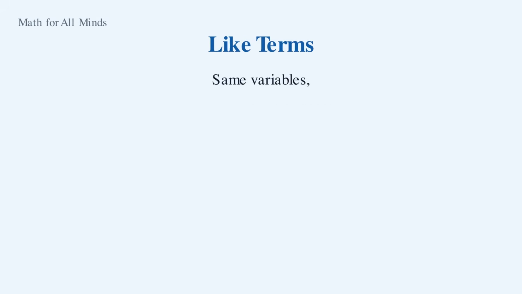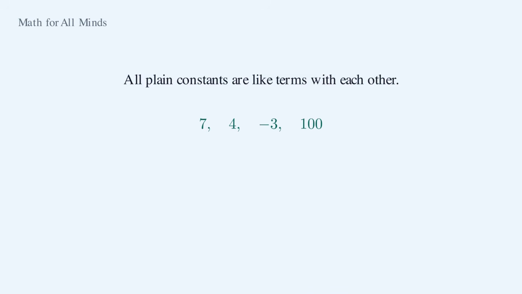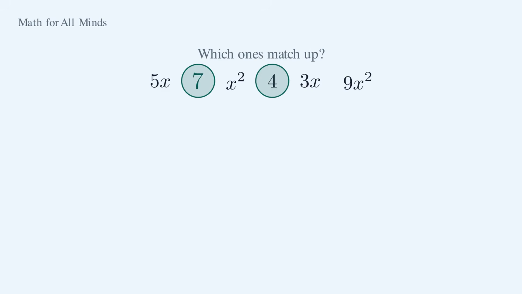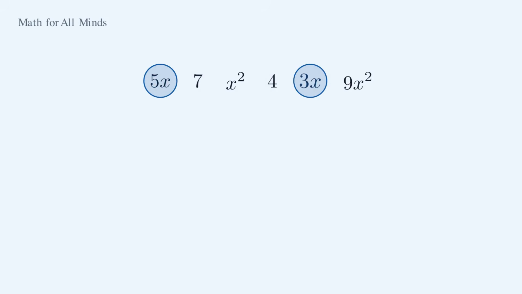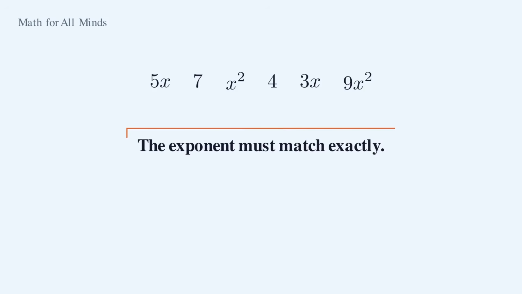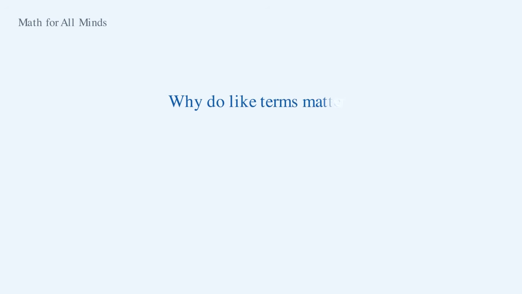Now, some terms are like terms. Like terms have the same variables raised to the same exponents. All plain constants are like terms with each other. Look at this list. 5x, 7, x squared, 4, 3x, 9x squared. Which ones match up? 7 and 4 are like terms, both constants. 5x and 3x are like terms, both have plain x. And x squared and 9x squared are like terms, both have x squared. The exponent has to match exactly.